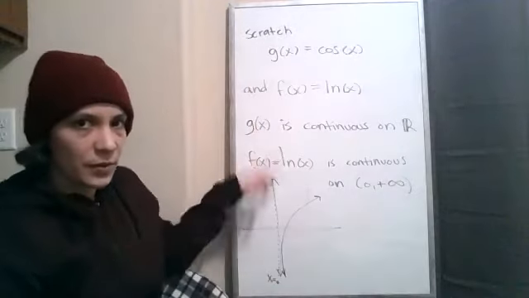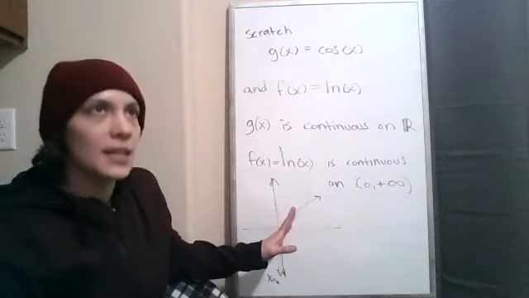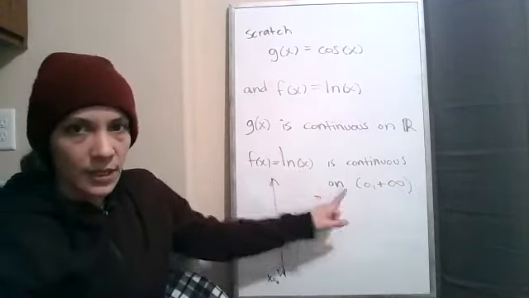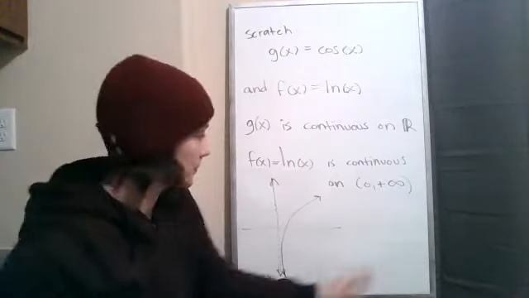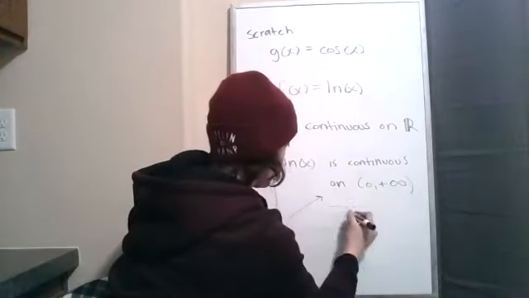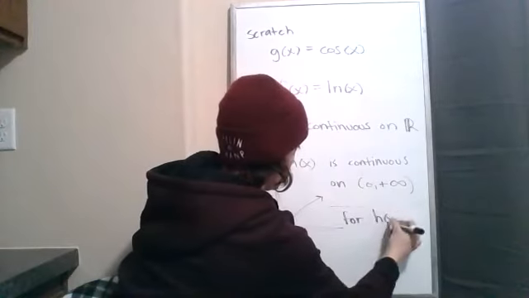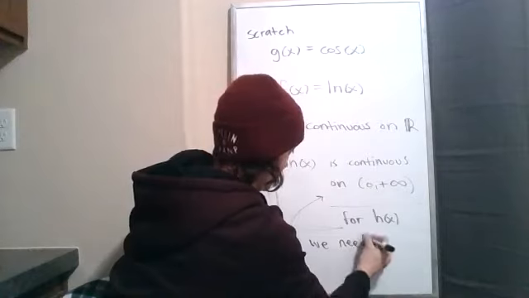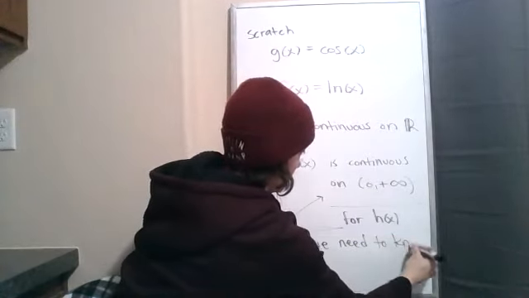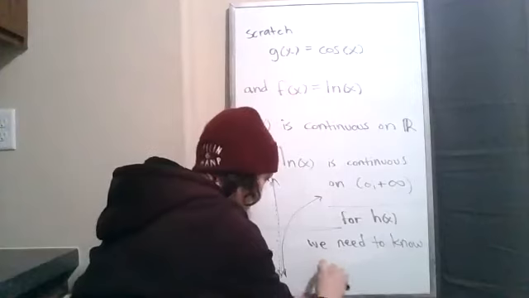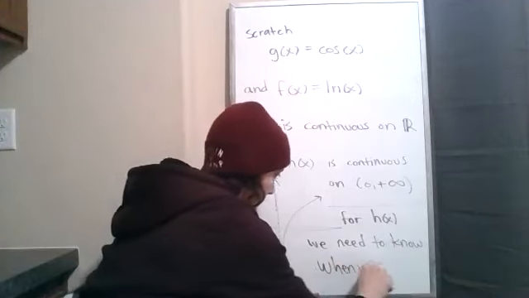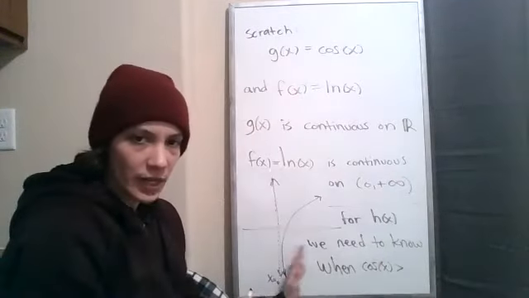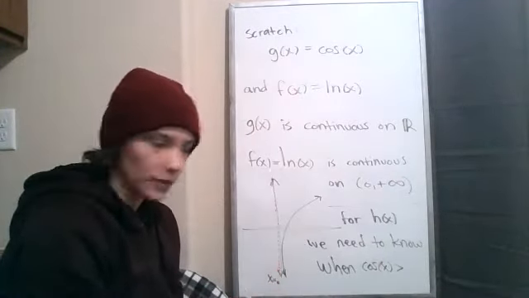So for the composition of those functions, h of x, we will need cosine of x to be greater than or equal to 0. Actually, strictly greater than 0. We're not going to equal 0. We're just going to keep on getting closer and closer and closer.